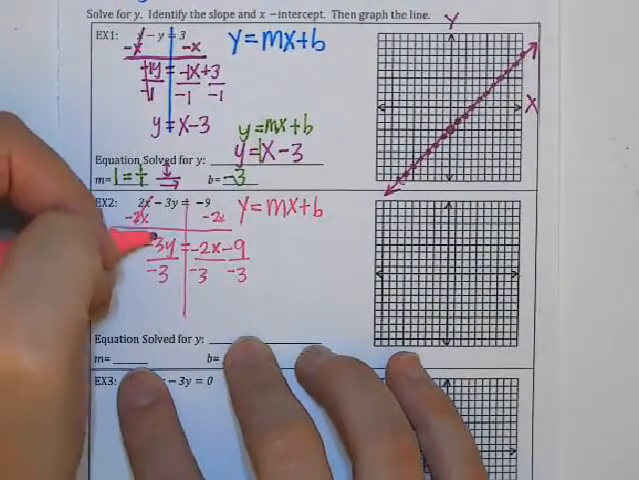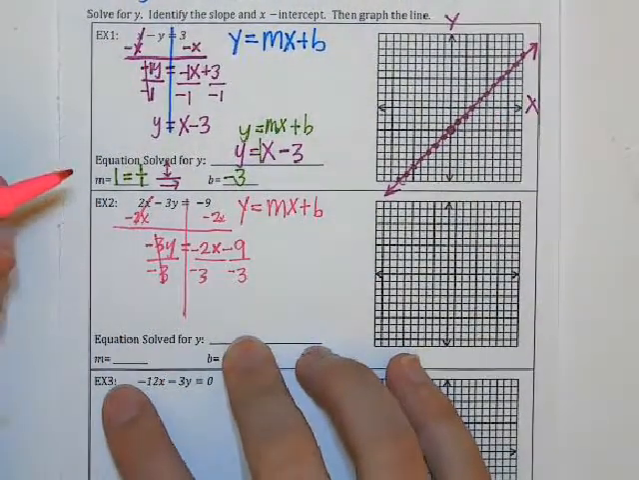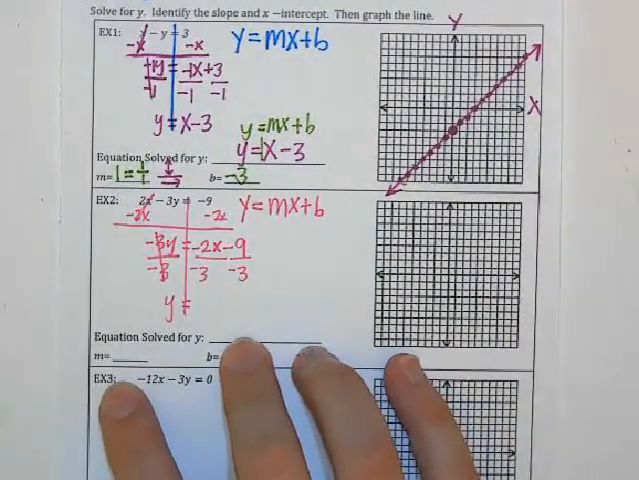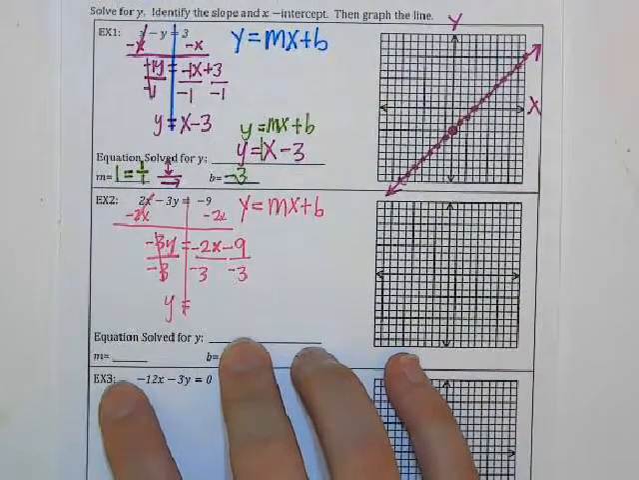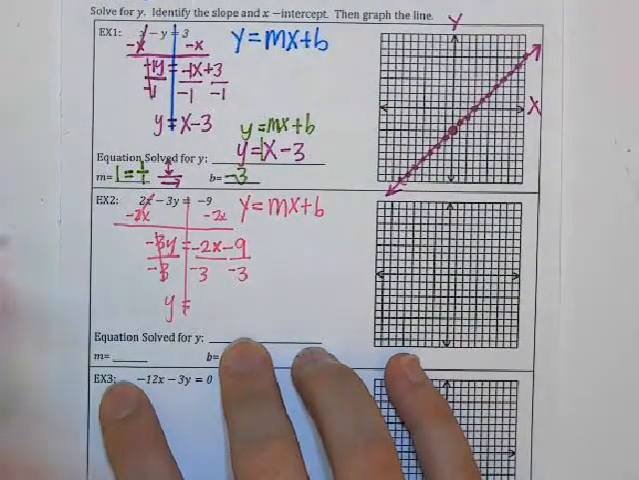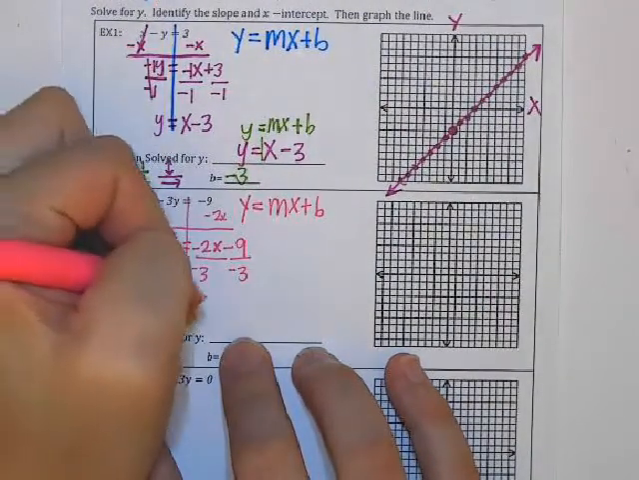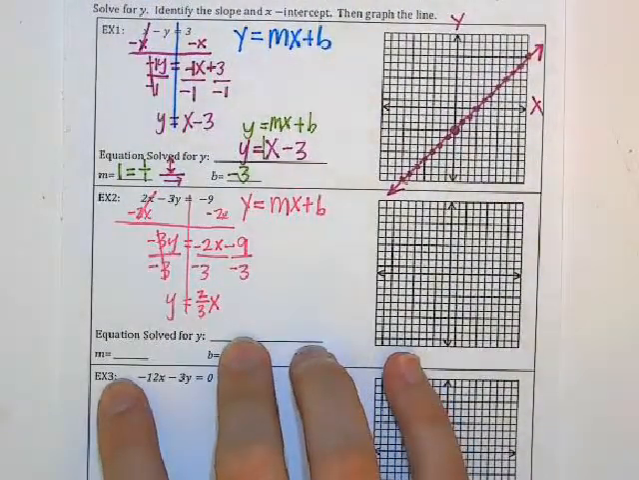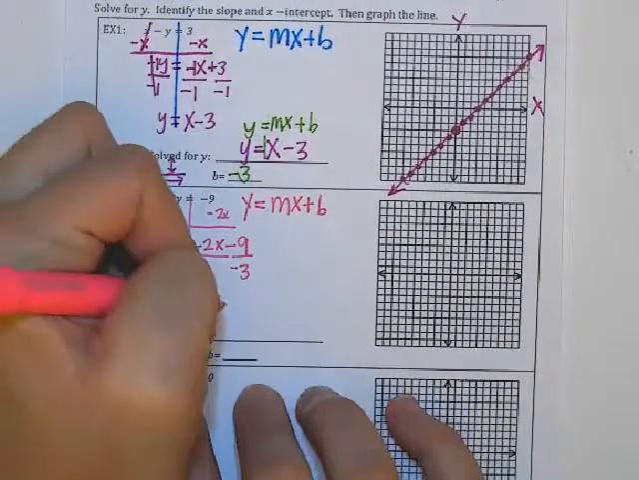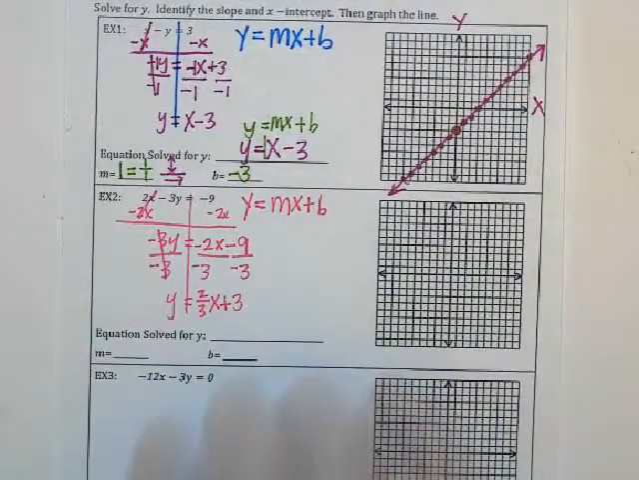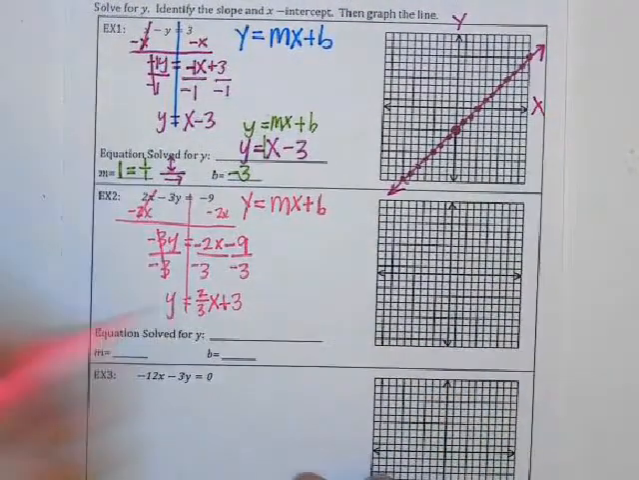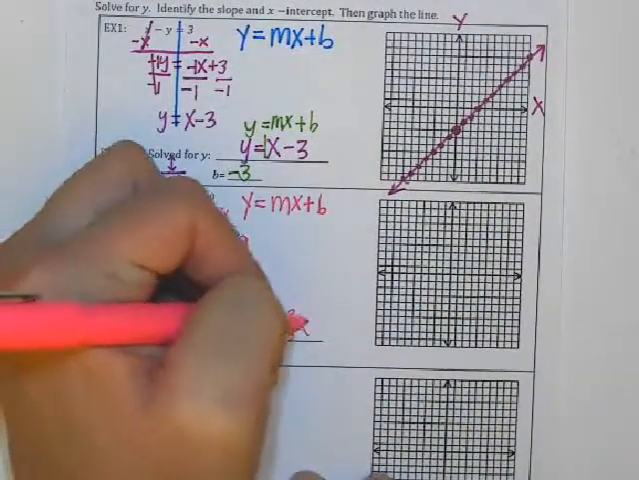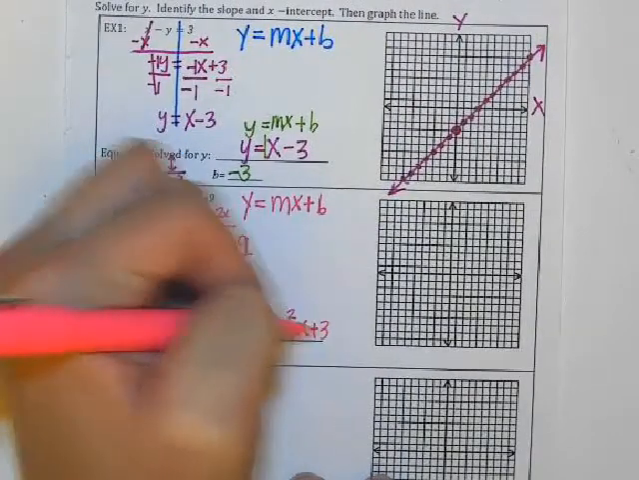Okay, negative 3 over negative 3 equals 1. And that is 1y, but I don't write the 1 in front of the y. Negative 2 divided by negative 3. 2 over 3. Negative over negative becomes positive 2 over 3x. Negative 9 divided by negative 3. Positive 3. Okay, then it wants my equation solved for y. So y equals 2 over 3x plus 3.